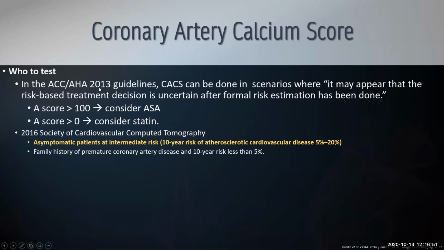So who do we test? If you go all the way back to 2013, which doesn't seem like it was that long ago, but this is already 7 years old, what they said is the coronary calcium score is done where the risk-based treatment decision may appear uncertain after you've done that formal 10-year score. So a score of 100 or more, you're going to do the aspirin. If they have a score greater than 0, you're going to consider that statin.